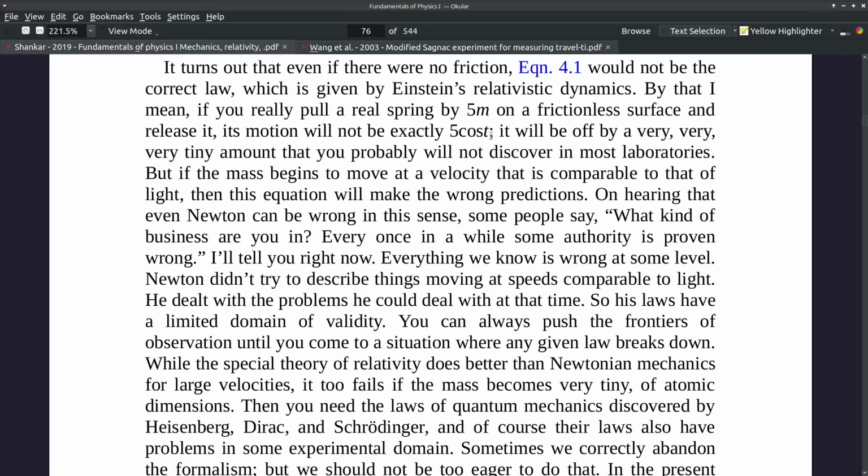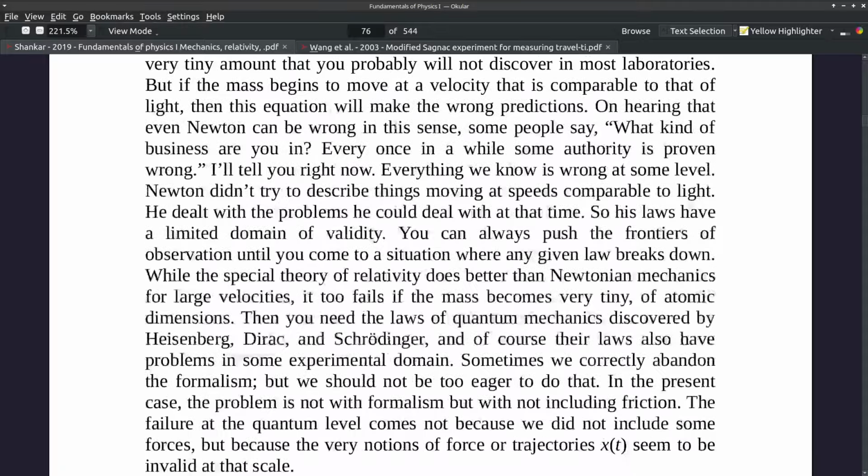By that, I mean, if you really pull a real spring by 5 meters on a frictionless surface and release it, its motion will not be exactly 5 cosine t. It will be off by a very, very tiny amount that you probably will not discover in most laboratories. If the mass begins to move at a velocity that is comparable to that of light, then this equation will make the wrong predictions.